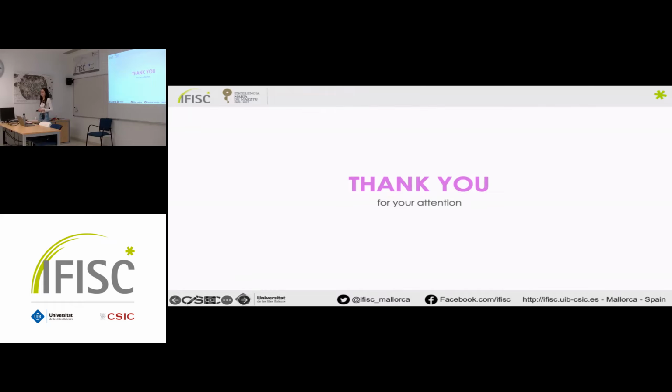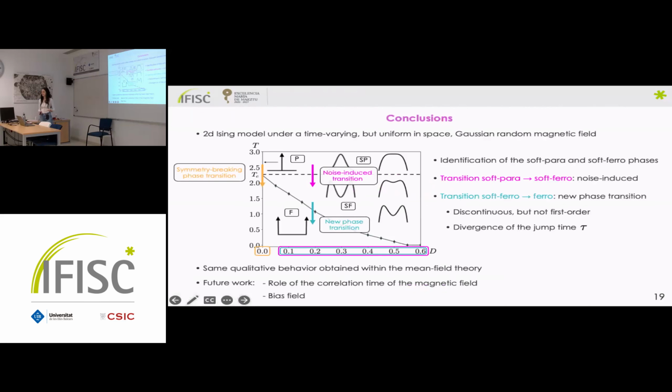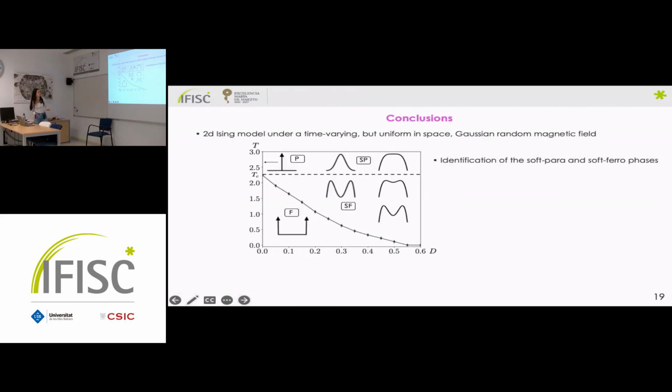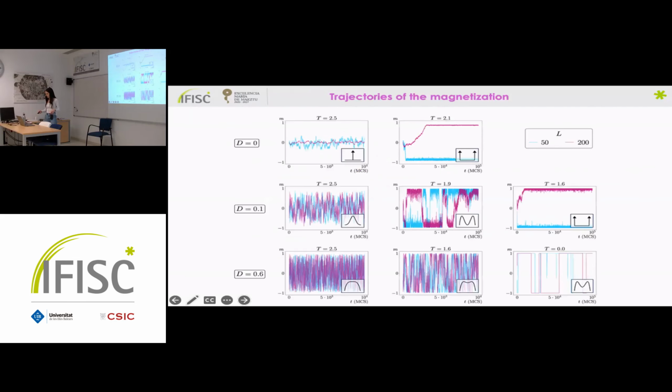Have you checked, when you are in the soft paramagnetic and the transition is from soft ferromagnetic to ferromagnetic? Yes. So in the soft ferromagnetic, if you make a trajectory of the order parameter, it crosses zero. I have some trajectories of the magnetization here. In this case, you continuously have jumps from +1 to -1, no? Yes. And here you can see what I think is surprising, that for a field intensity 0.6, even at temperature 0, you have these continuous jumps.